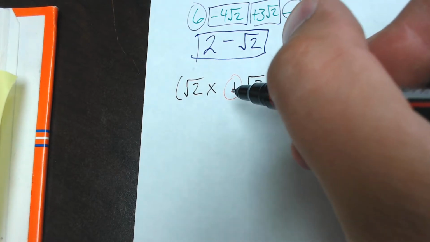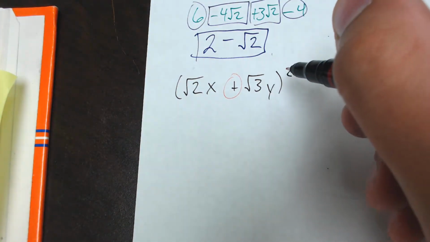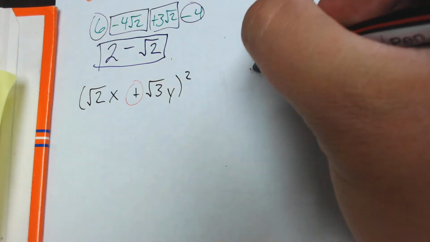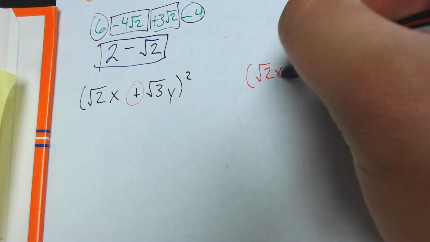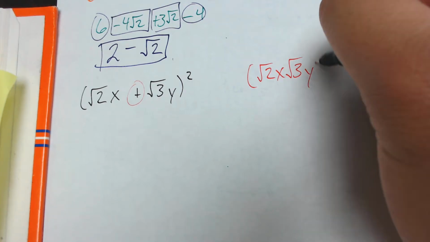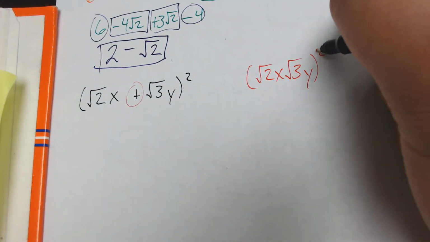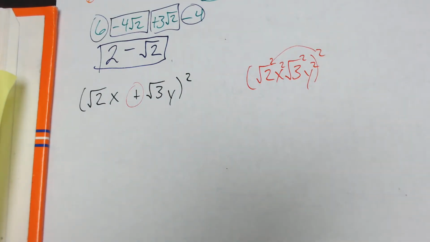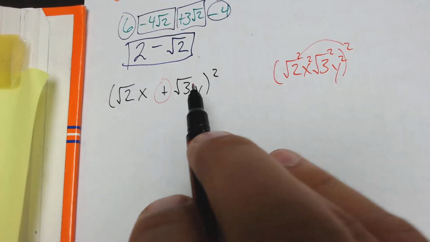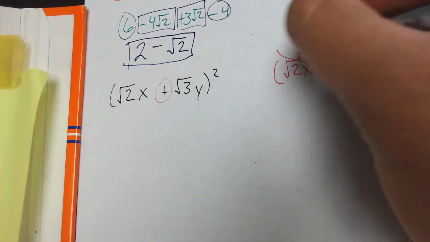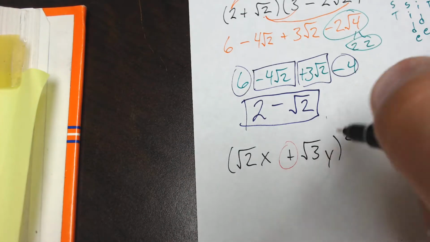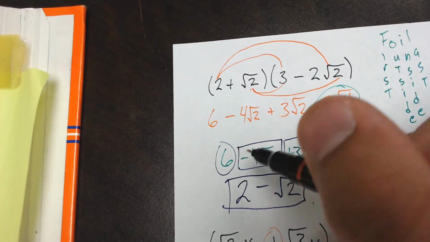The plus or minus sign makes it a polynomial, which means we can't distribute the way we normally did. For example, if this were written as square root of 2x times square root of 3y, all squared, then I could distribute, and each factor would be squared. But this plus or minus sign makes it a polynomial, which means I cannot distribute. Not doing that. So let's do what we can do.